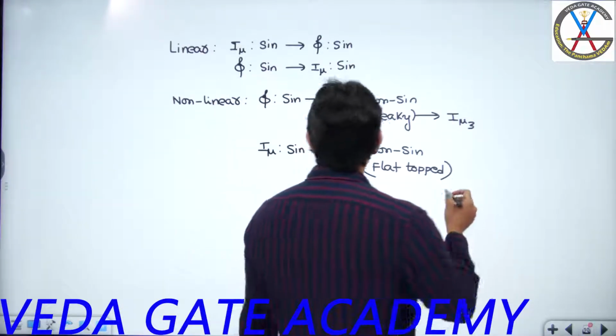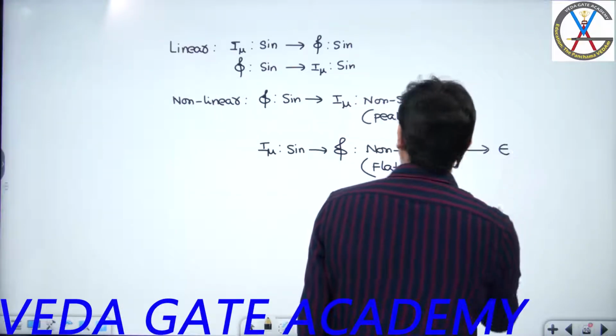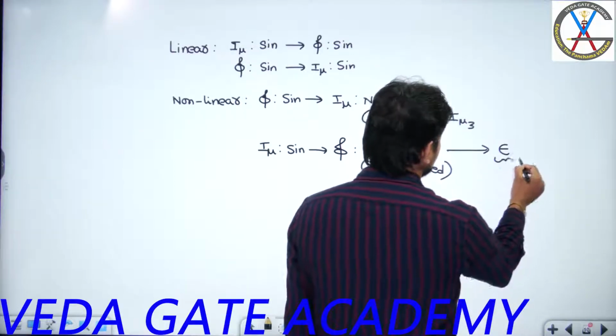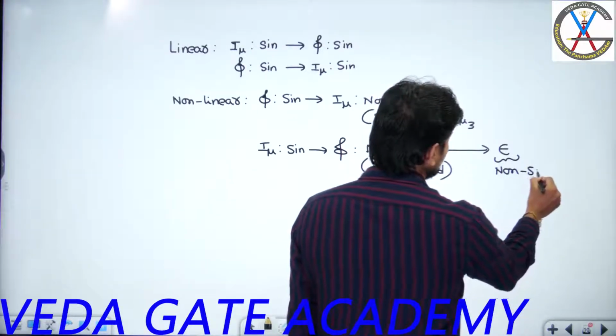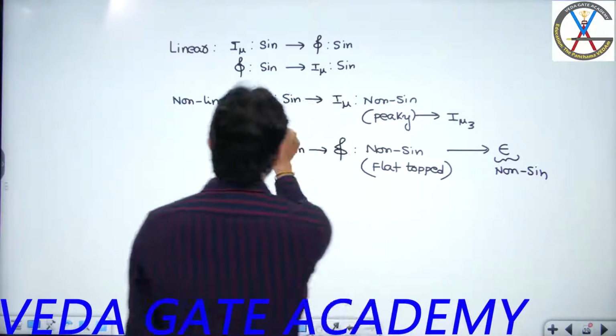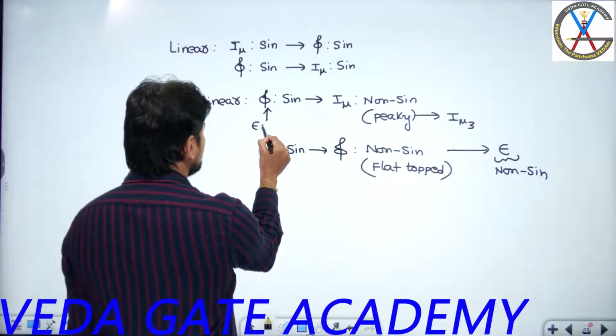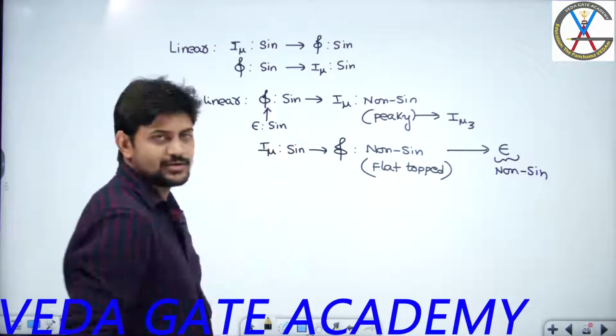In this case, what will happen to the EMFs? The EMF becomes non-sinusoidal. Whereas in this case, what is the shape of the EMF you are going to get? The shape of the EMF becomes sinusoidal.